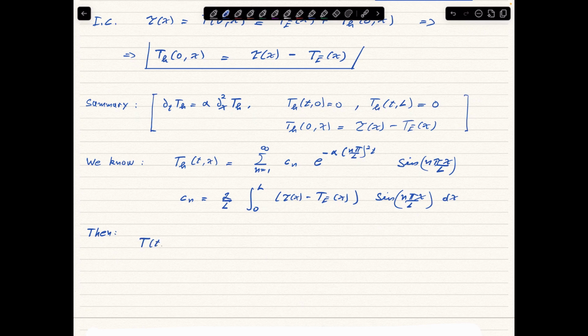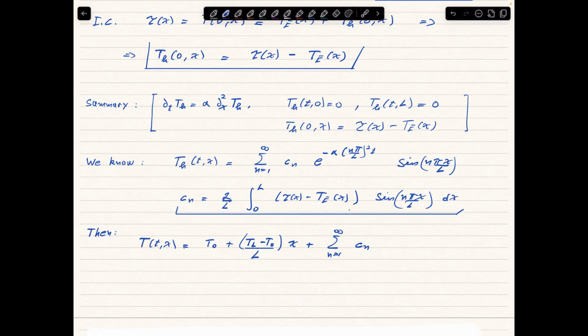the function we are looking for is going to be nothing more than T0 plus (TL minus T0) over L times x, plus the sum from n equals 1 to infinity of this coefficient Cn, which are computed by this formula here, then comes the exponential of negative alpha (n pi over L) squared times t, and then comes the sine of n pi x over L, which is what we said in the theorem.